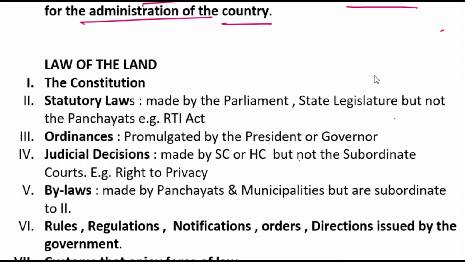Well, law of the land consists of the Constitution, the statutory laws. The statutory laws are the laws made by the Parliament or the state legislature, but not the laws made by the local self-government bodies. The laws made by the local self-government bodies are called bylaws, and they are subordinate to the statutory laws. Example, Right to Information Act, which we are aware of, is a statutory law.